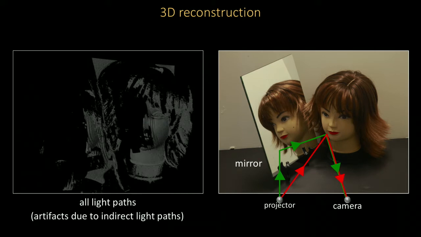So for example, in this case, I have this mannequin head on the right, and there's a mirror in the scene. And the mirror causes indirect light transport to be present. And this is very problematic for these 3D scanners, because the indirect light starts to interfere with the direct light. And as a result, the portions of the scene that contain indirect light are not reconstructed properly. So you can see that there are all these missing portions of the face here, and this is due to the light scattering off the mirror.